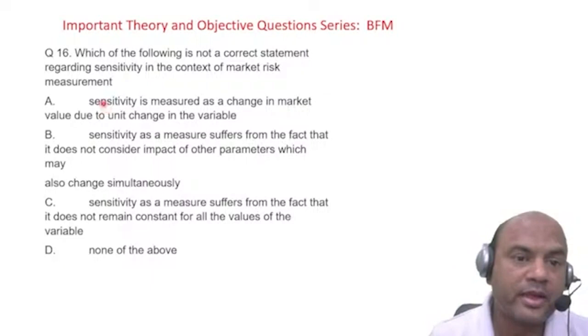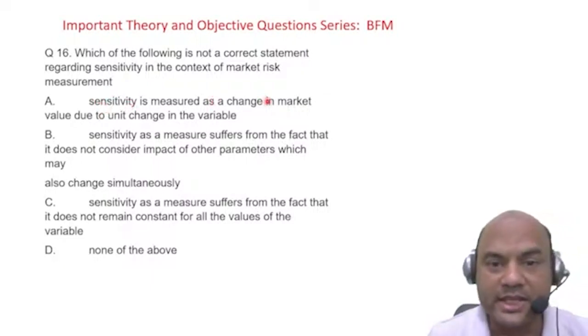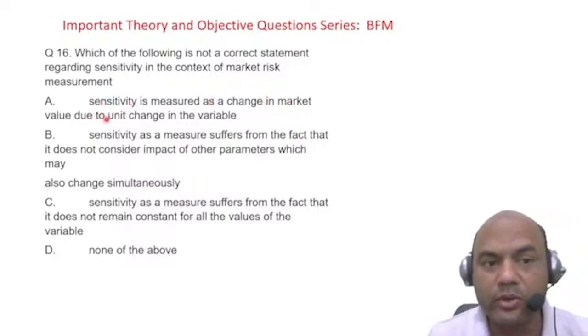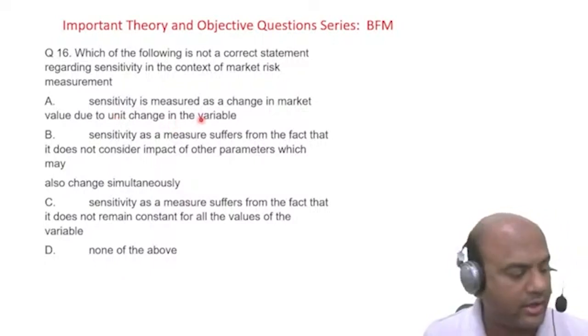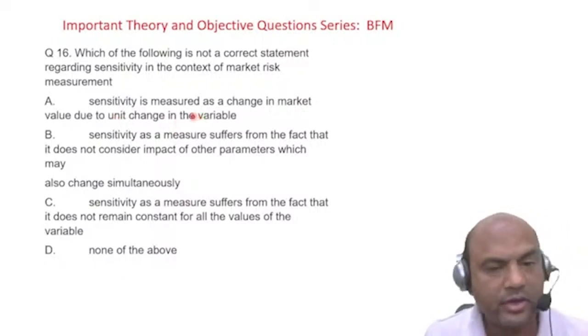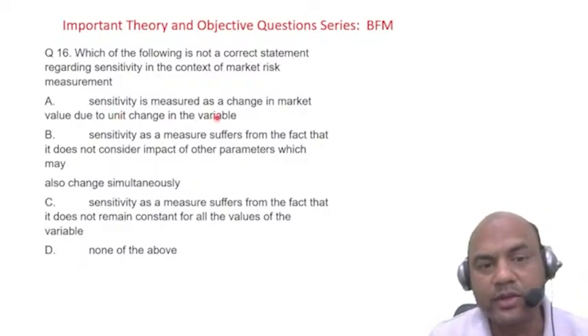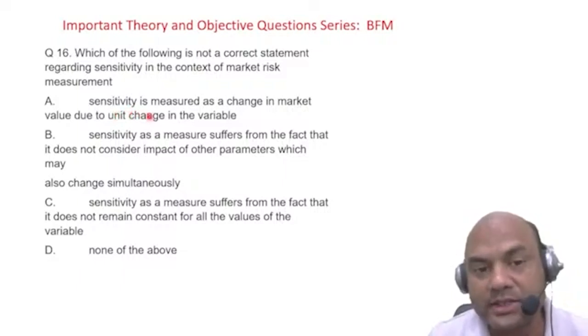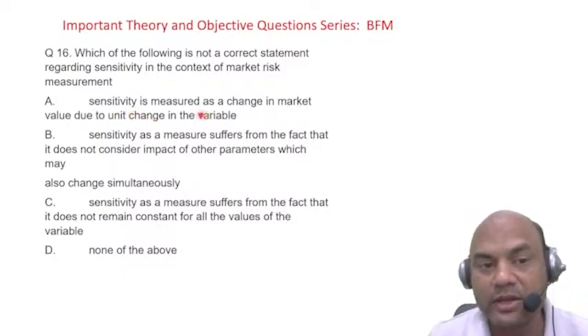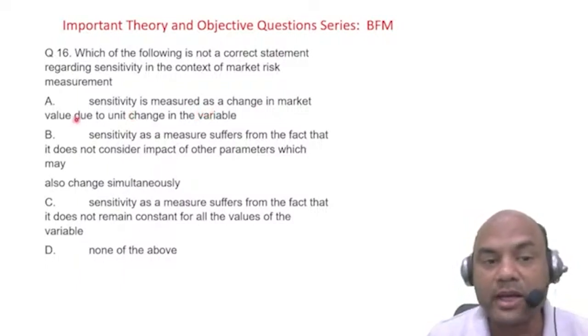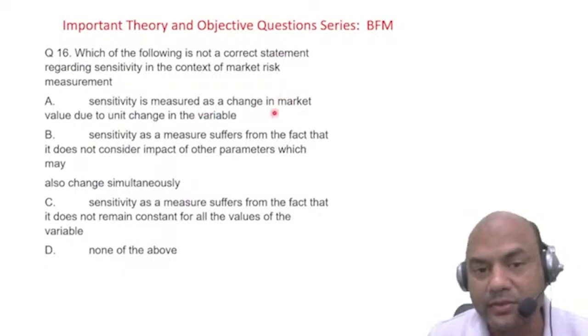Sensitivity is measured as change in the market value due to the unit change in the variable. Unit change in the variable means what? 1% change in the repo rate, let's say. That is known as unit change in the variable. So change in the market value means market price of that bond.